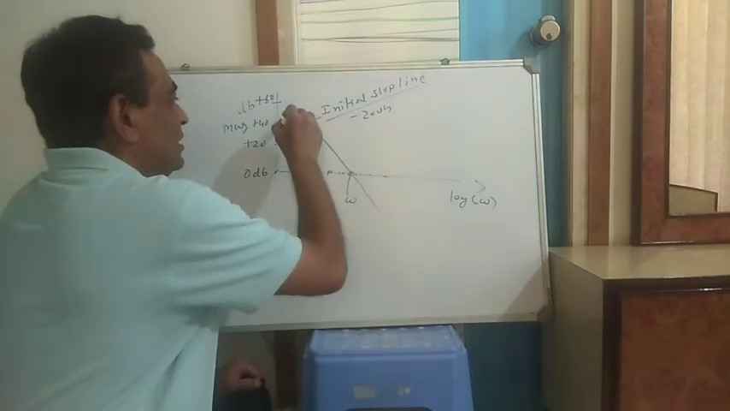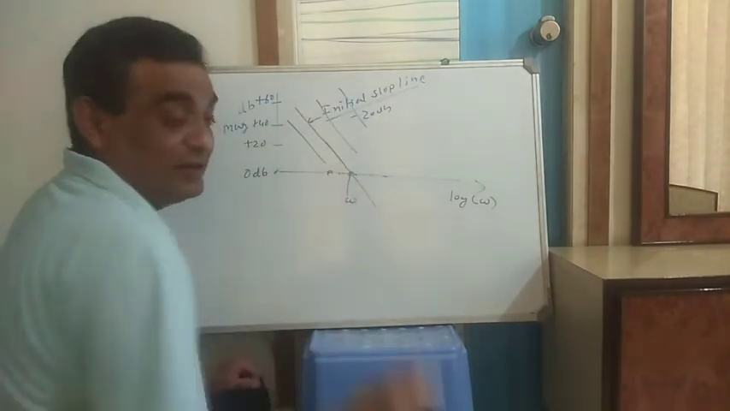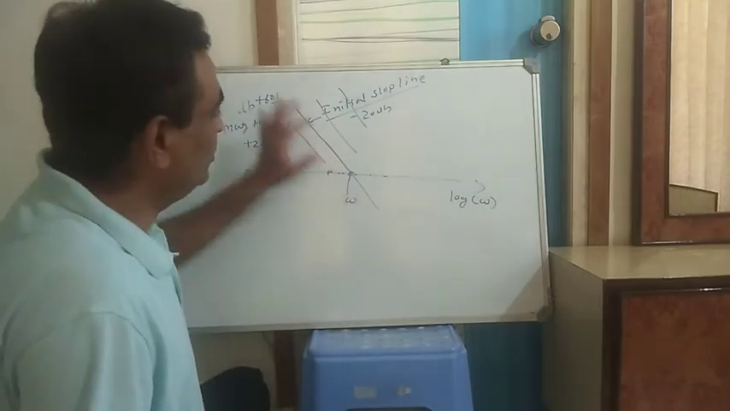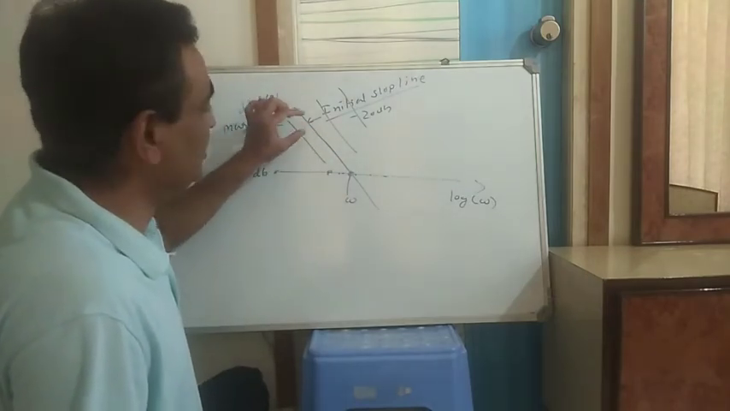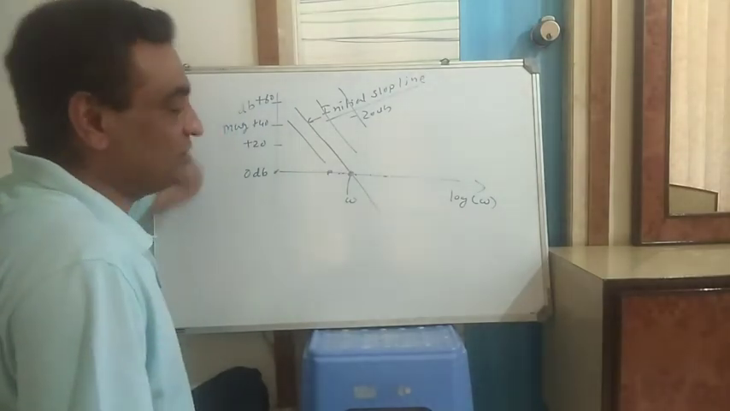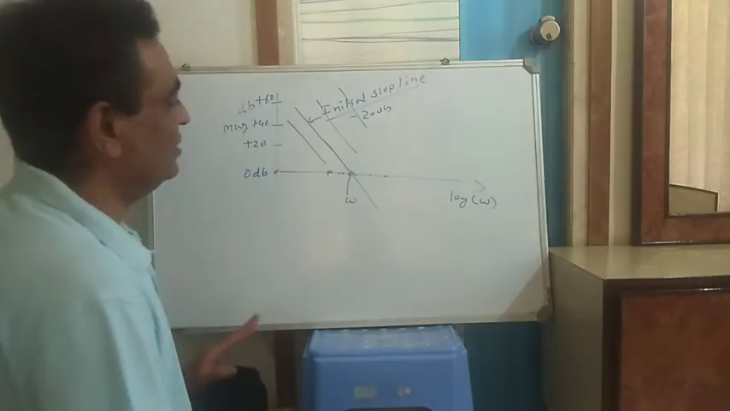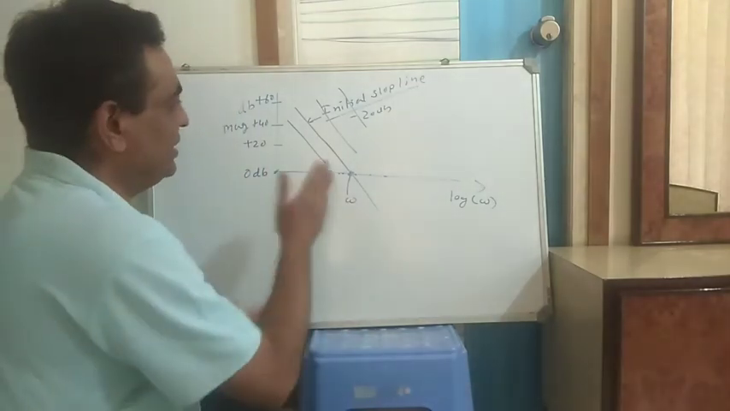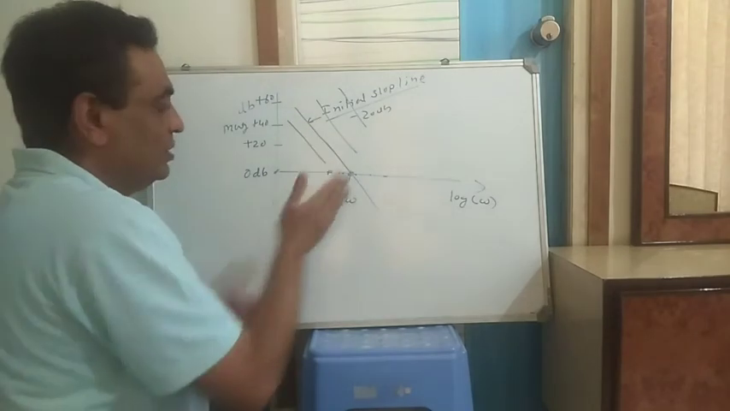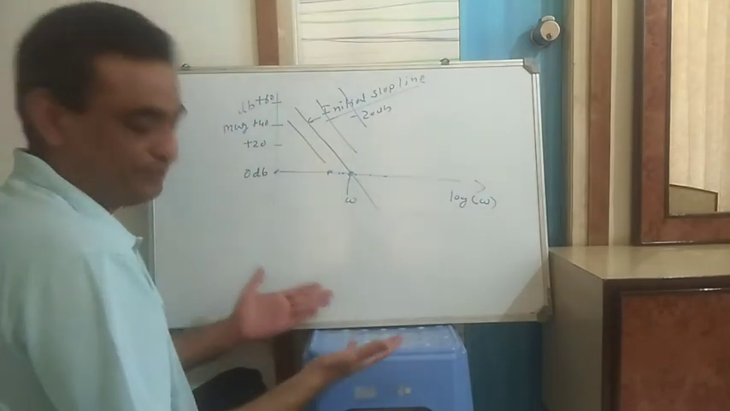So all these have minus 20 dB per decade, but they are crossing at different omega. But if I know where the initial slope line will cross the 0 dB axis, then I can draw the initial slope line. So let us understand in the next rule at what value of omega the initial slope line crosses the 0 dB axis.